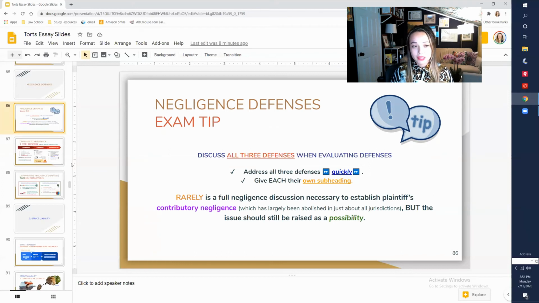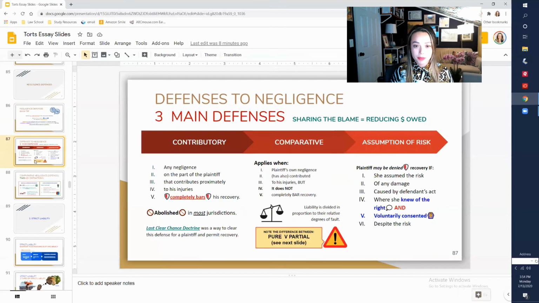Again, contributory negligence, something you're just going to touch on, remember. Just make sure you know the rule. Make sure you know the sub-rule in the sense of the last clear chance doctrine. If there was any opportunity for the defendant to avoid injuring the plaintiff, throw that in there. Just quickly go into that. Comparative is usually where the bulk of the work is going to be.